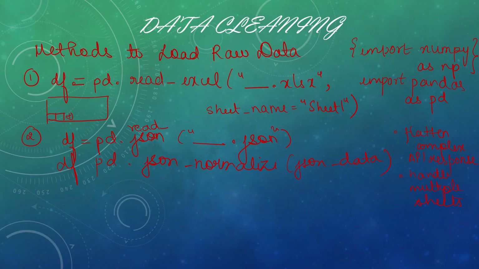Then read CSV, we have covered in the previous class. Then df is equal to pd dot read underscore table, then dot txt. These are all methods. This is everything you have to learn.